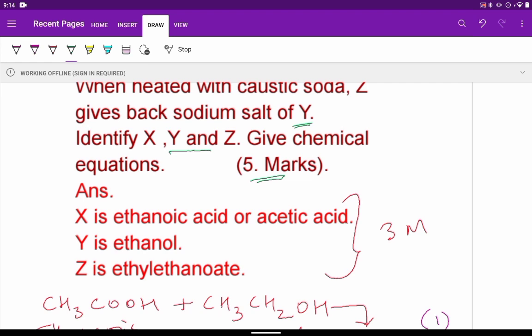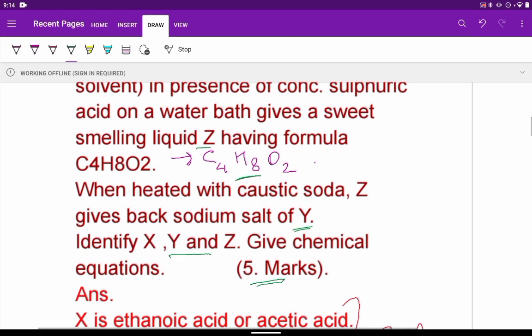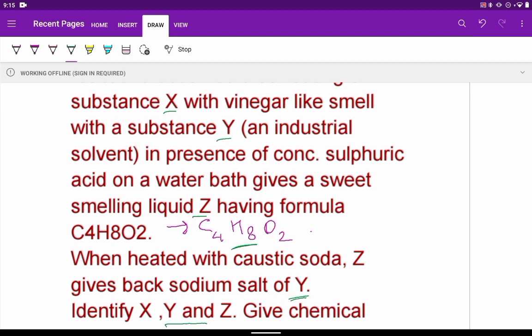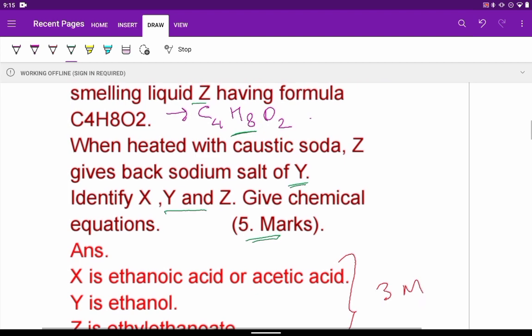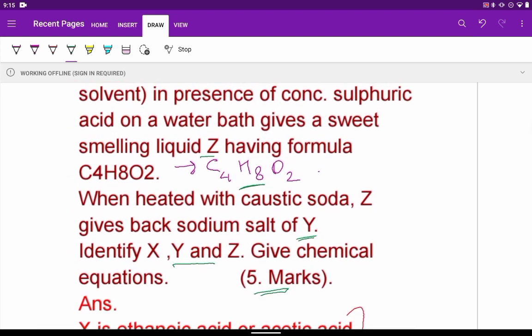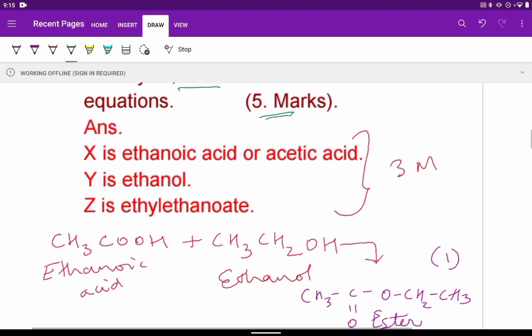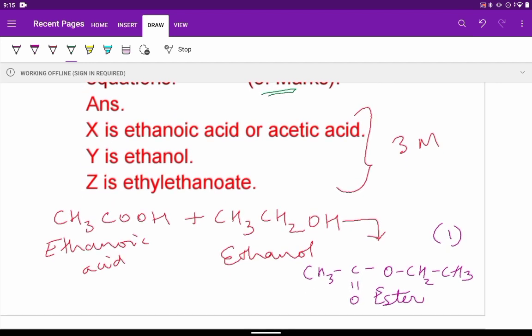Now from here we can understand that since they have told that X is having some vinegar like smell, it must be some acid, and Y is an industrial solvent. From here we get the clue that it should be alcohol, and the product which is having a sweet smell should be ester. So as we have already studied, it is given in the textbook also, ethanoic acid and ethanol react to form ester. So X is ethanoic acid, Y is ethanol, and Z is ethyl ethanoate.